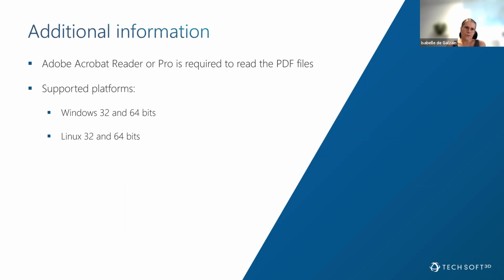As additional information, as Ops Publish is mainly used to create PDF files, it is mandatory to have Adobe Acrobat Reader or Adobe Acrobat Pro to read those PDF files. And Ops Publish works on Windows 32 and 64 bits and Linux 32 and 64 bits.